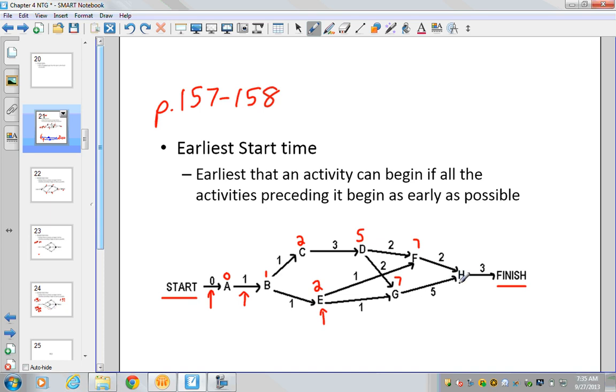Let's look at H. G can get to H in 12 minutes. F can get to H in 9 minutes. So who are we going to take? Well, we're going to take the largest one, which is 12. And then lastly, if H starts at the 12-minute mark, that's 3 minutes, so that means the finish is 15. And what this would be called is the minimal project time.